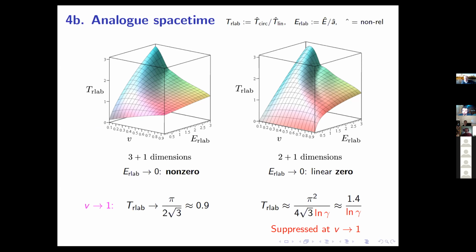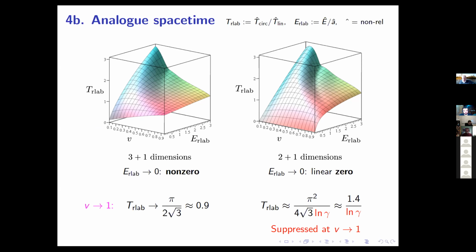But I'm thinking of the other end. So if you fix your velocity and have a small energy gap, then it just straightforwardly goes to 0. It goes to 0 with a linear slope. I mean, the slope depends on the value of the velocity, but it's linear. Okay.